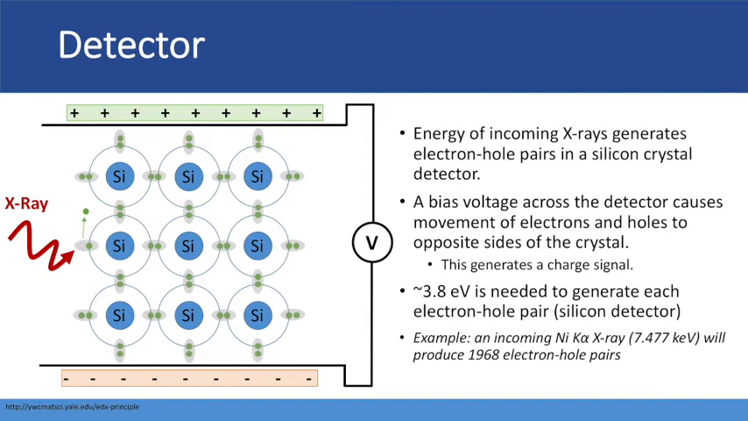For an incoming nickel K-alpha X-ray energy of 7.477 keV, 1,968 electron-hole pairs will be produced. For an aluminum K-alpha X-ray of 1.487 keV, 391 electron-hole pairs will be generated. So the number of electron-hole pairs will depend on the energy of the incoming X-ray, and this is what allows us to generate characteristic signals or peaks from individual elements. To minimize the electronic noise, the detector must also be cooled. These silicon detectors are cooled with liquid nitrogen.